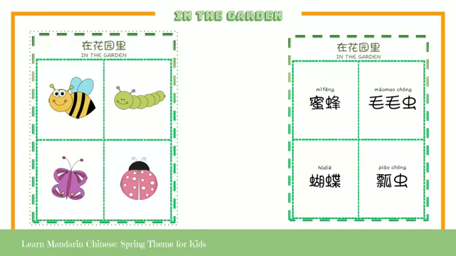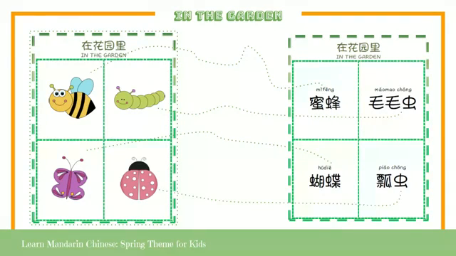So, 蜜蜂. Try to find the link. There you go. 蜜蜂. Do you see it? Good. Second. 毛毛虫. Oh, the link is already there. 蝴蝶. You found it? Good. 瓢虫. Did you get all of them right? Wonderful.